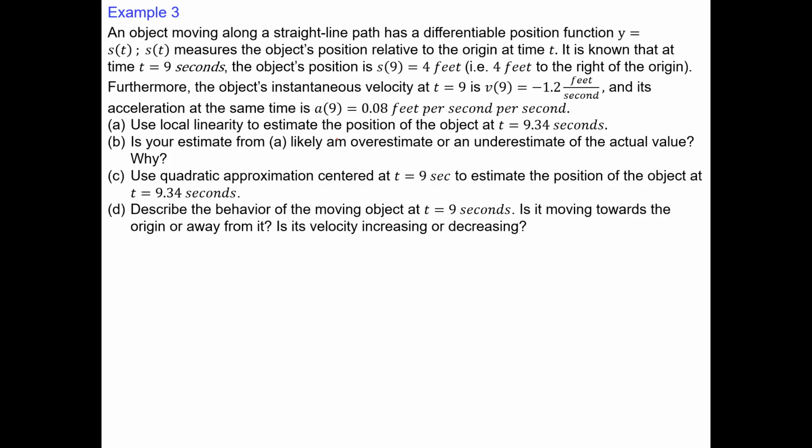an overestimate or underestimate of the actual value? Why? We do not have the actual value. That means we will see if we can answer this question. Use quadratic approximation centered at 9 to estimate the position of the object at the same point, 9.34. And then describe the behavior of the moving object at 9. Is it moving towards the origin or away from it, and is its velocity increasing or decreasing?